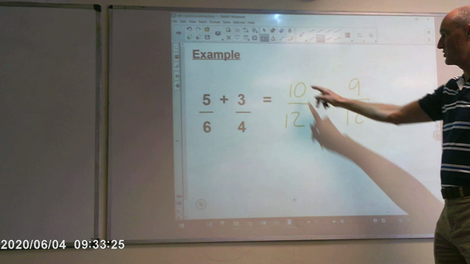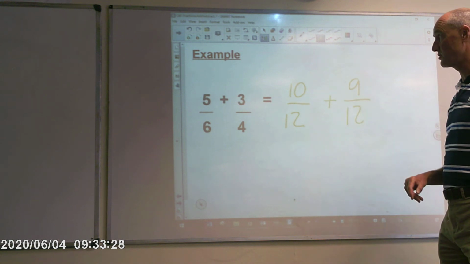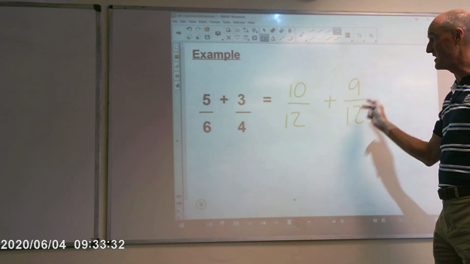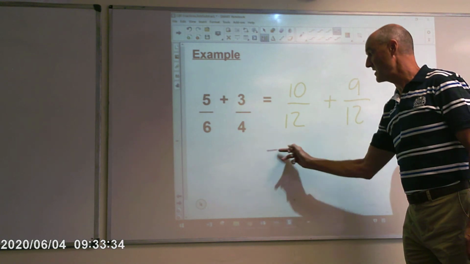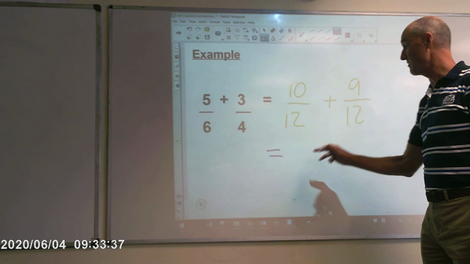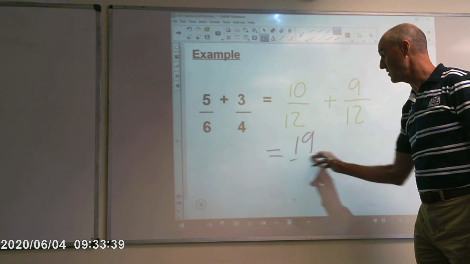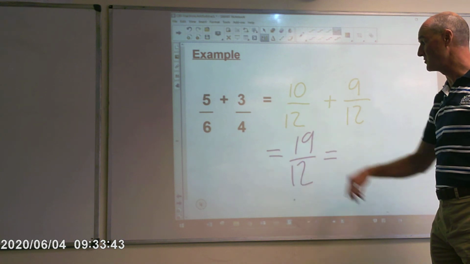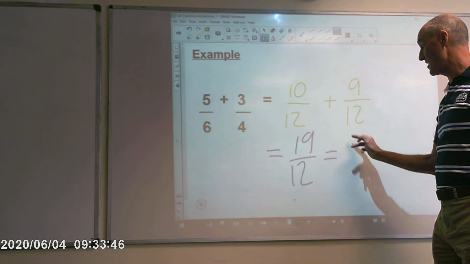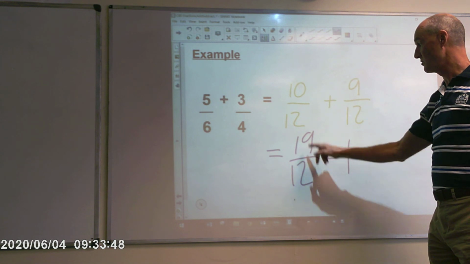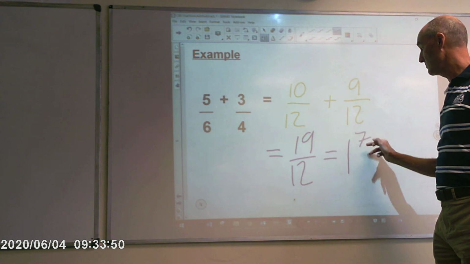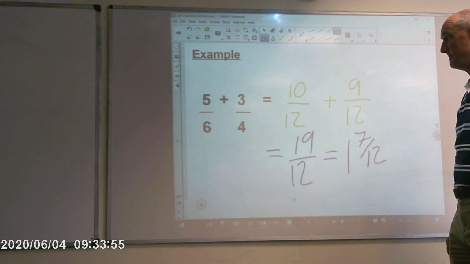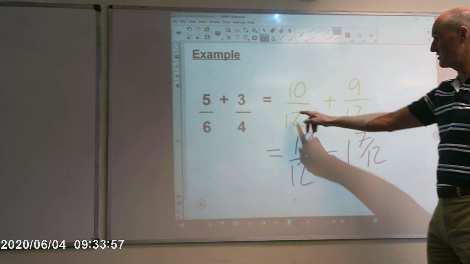So I've now got 10 twelfths added to 9 twelfths. We've got like terms, so we can add those together. 10 added to 9 gives me 19 twelfths. Can we simplify that? Yes, we can. 12 goes into 19 one whole time, and it still leaves me with 7 twelfths, which I can't then simplify anymore. Okay? So we've done everything we can here, and this is the key.